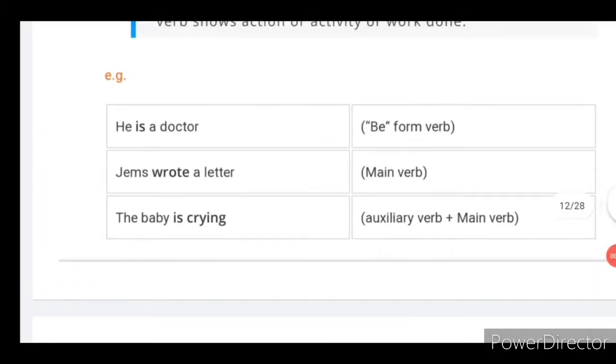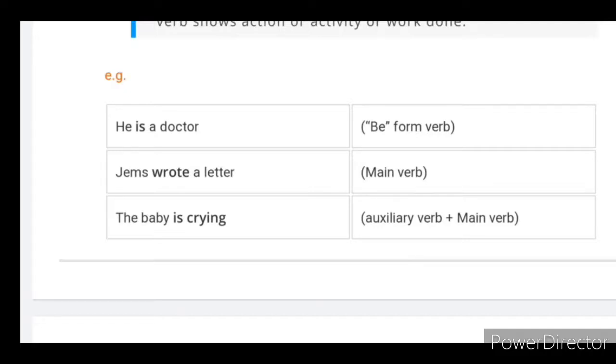So let us see the examples now. He is a doctor. Here, is is a verb. What are B form verbs, children? Do you remember? B form verbs are nothing but am, is, are, was, were. These are all the B form verbs.